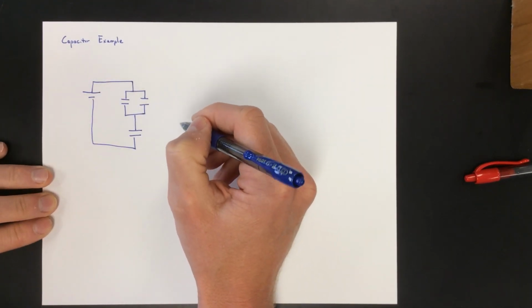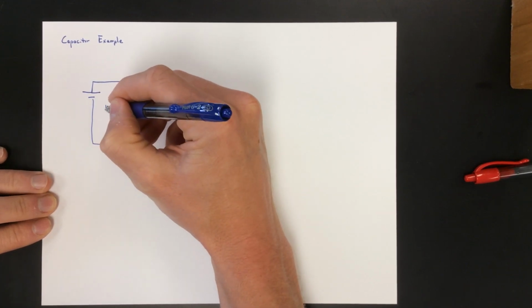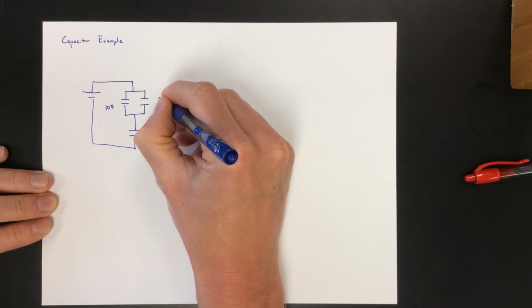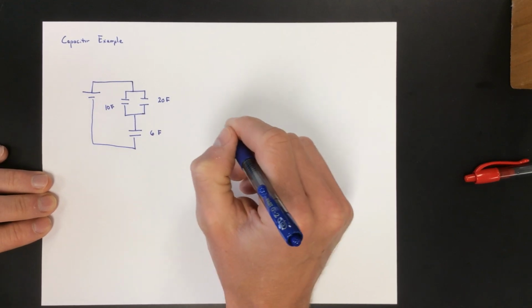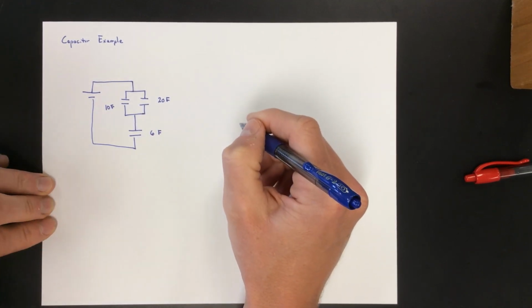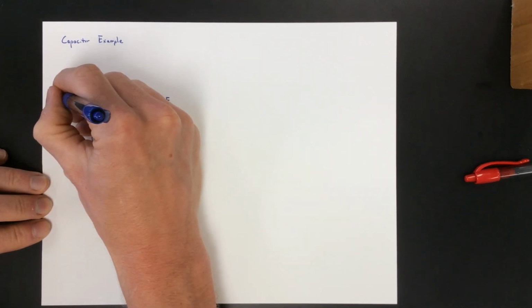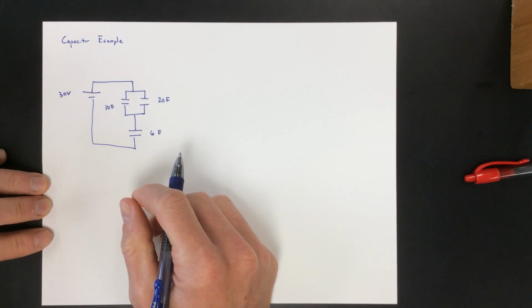Okay, let's give these values. Let's make this 10 farads. And that's a massive capacitor, but I'm just using nice numbers. A 20 farad, and then a 6 farad. Again, 1 farad is a massive capacitor. Usually they're microfarads or even smaller. And then let's hook it up to a battery of 30 volts. Again, I'm using these numbers just to make all the numbers work out nice.